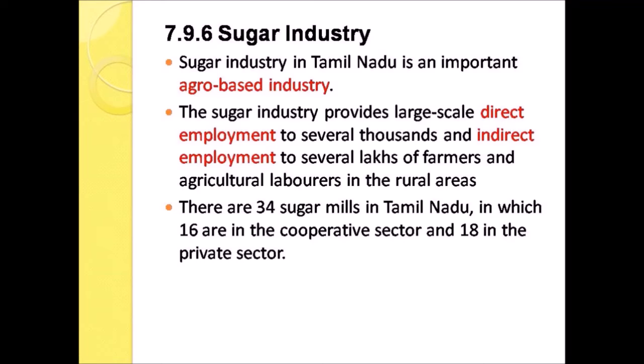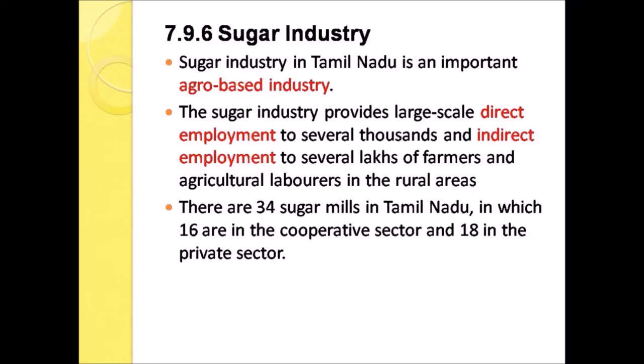Sugar industry plays an important role in the economic development of the state, particularly in the rural areas. The sugar industry provides large-scale direct employment to several thousand of people, and also it provides indirect employment to several lakhs of people, especially the farmers and agricultural laborers who are involved indirectly in the cultivation of sugarcane, harvesting, transport, and other services.